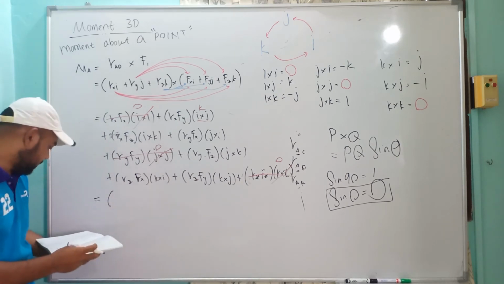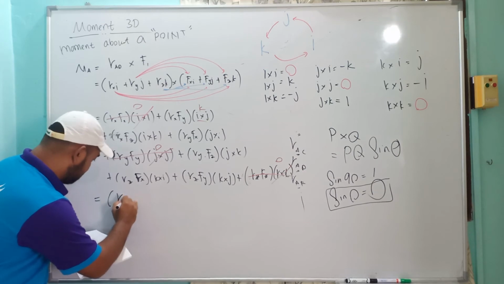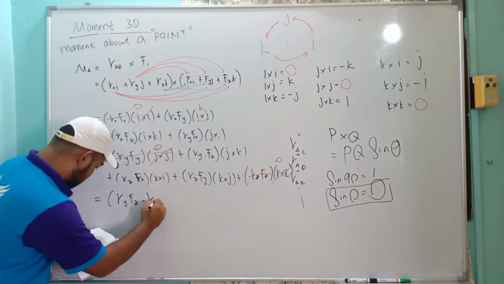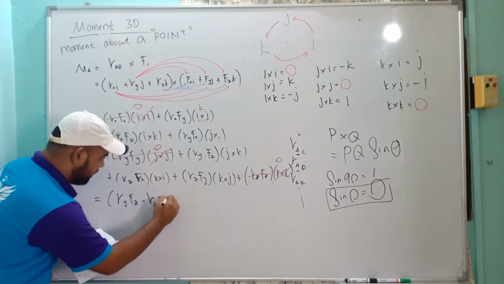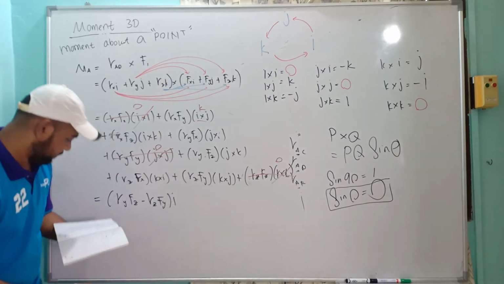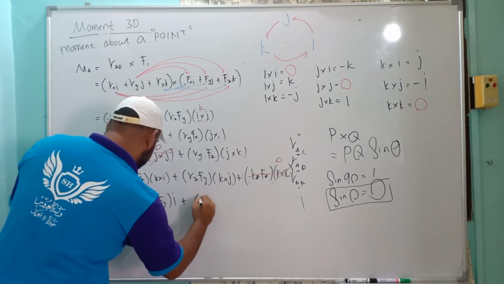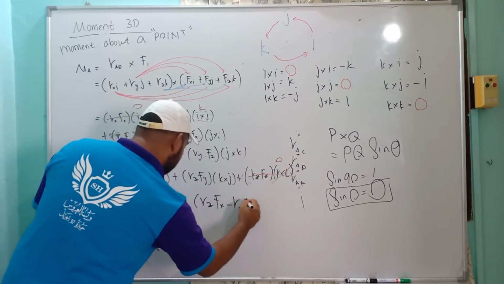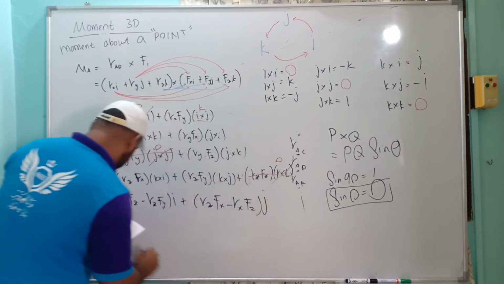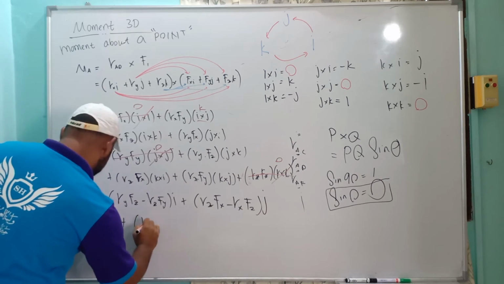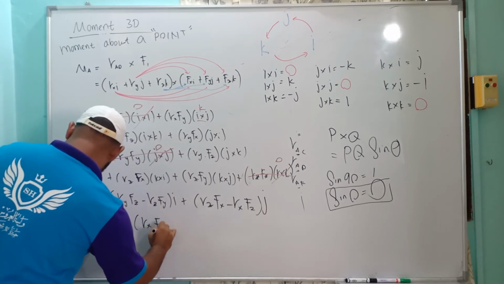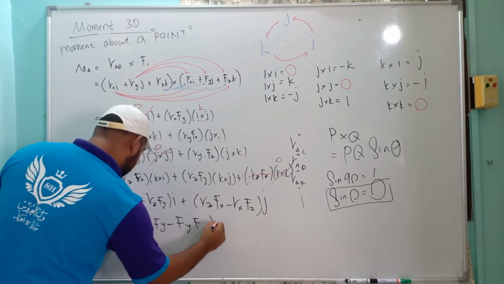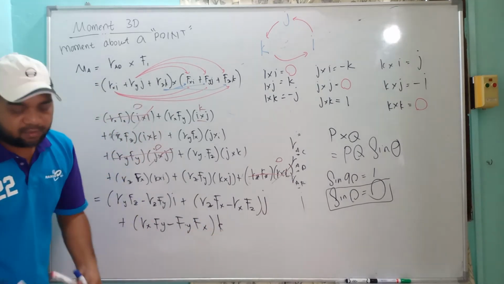This one I have already simplified. R_Y F_Z minus R_Z F_Y in I, plus R_Z F_X minus R_X F_Z in J, plus R_X F_Y minus R_Y F_X in K. Okay, so you have this one.